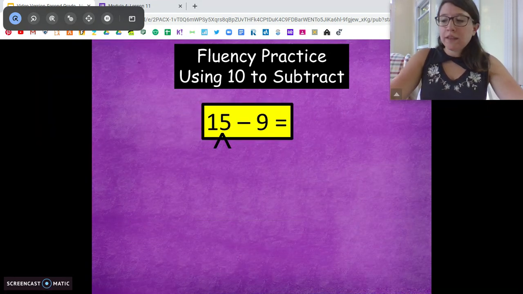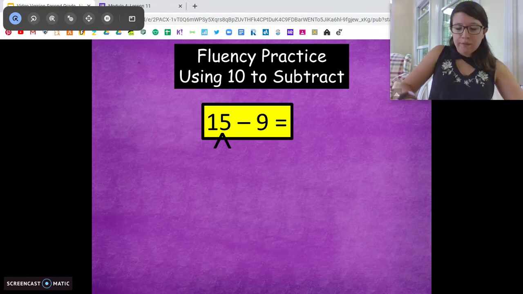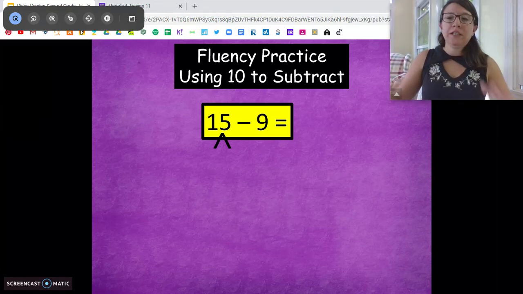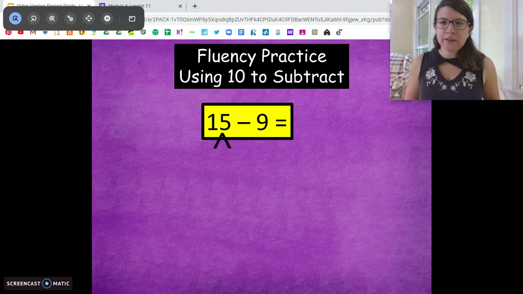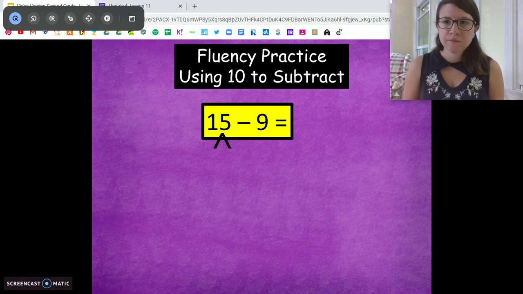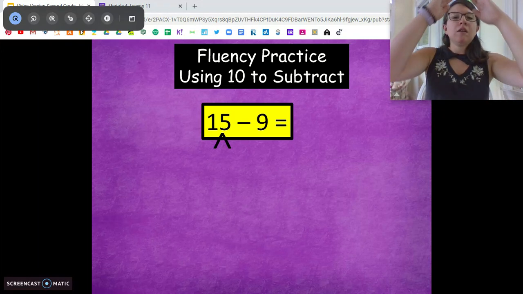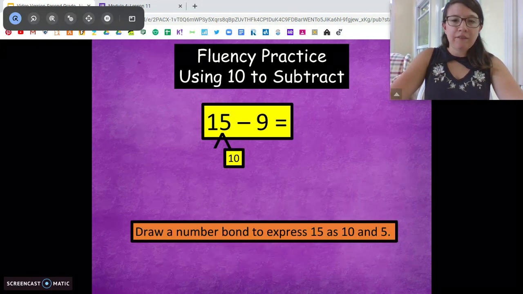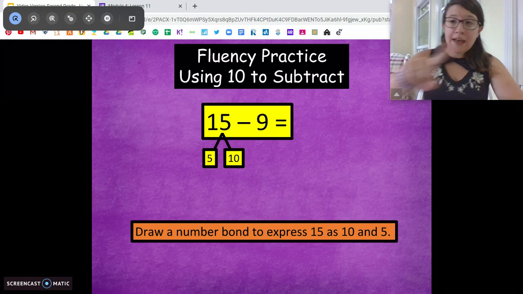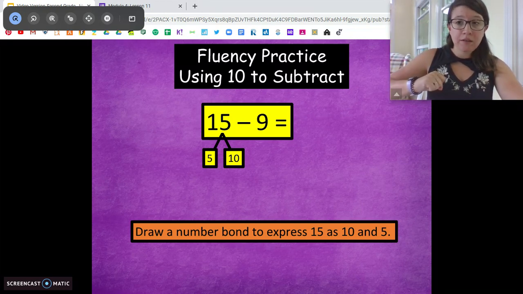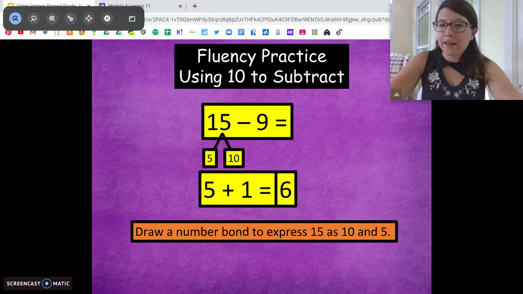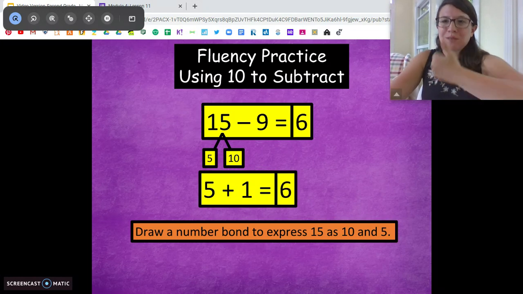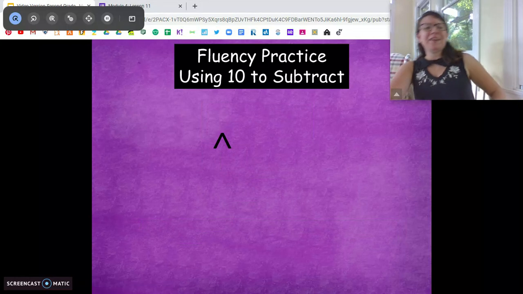All right, so try this one on your own. Write 15 minus 9 down and break the 15 apart into its 10s and 1s, and then use that to help you subtract. So pause the video, do that now. Good? Okay. Break down 15 into 5 and 10. Now, 10 minus 9, we get how many? 1. Awesome. Then we add that extra 5 in, and our answer is 6. Thumbs up if you got it. Good job.